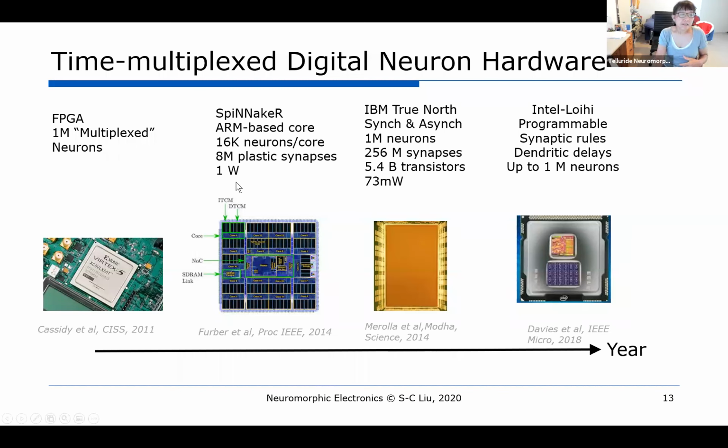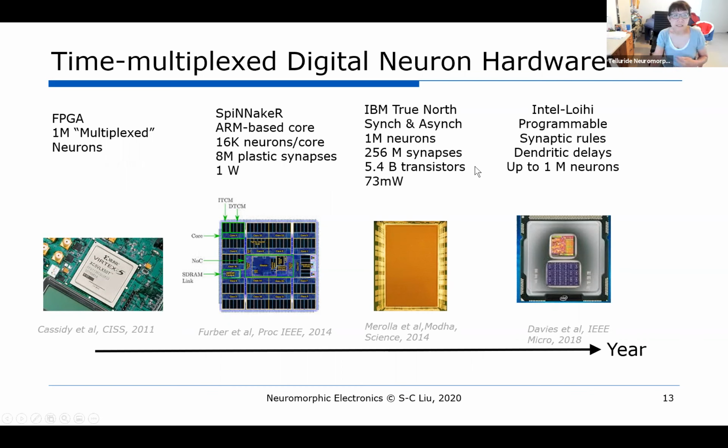And then of course there are other chips that came along, really custom chips, that implemented kind of the same idea, which is this time-multiplexed digital system that will compute all these neurons. And they're able to do this because silicon is very fast, right? And so SpiNNaker, for example, is an ARM-based core where you can implement up to 16,000 neurons per core, burns a watt. You have plastic synapses.